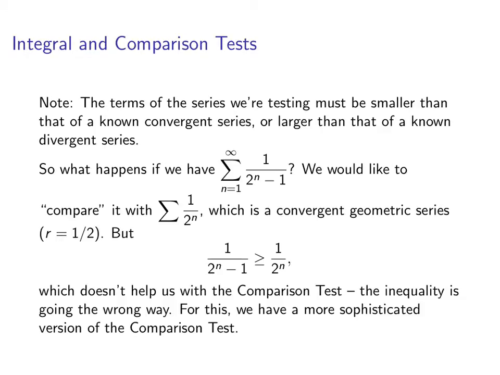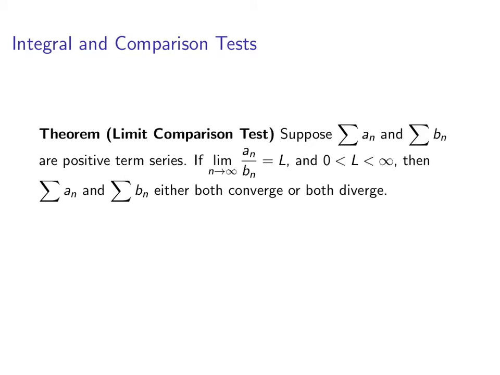So in order to handle this, we have a more sophisticated version of the comparison test. All right, so the theorem is the limit comparison test, which I'm now going to abbreviate as LCT. Let's suppose that the sum of a sub n and sum of b sub n are positive term series. And if we take the limit of a sub n over b sub n as n goes to infinity, and we get some number L, as long as L is a finite number that's bigger than 0, then both series have to behave the same. The conclusion is similar to that of the integral test, except we don't have to deal with any integrals here.